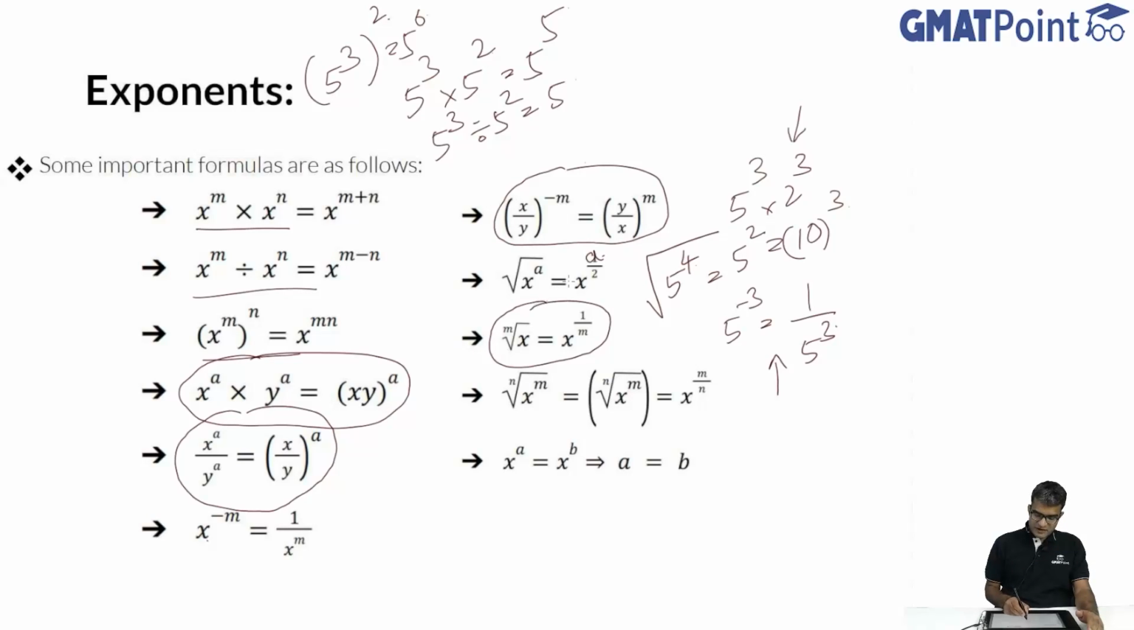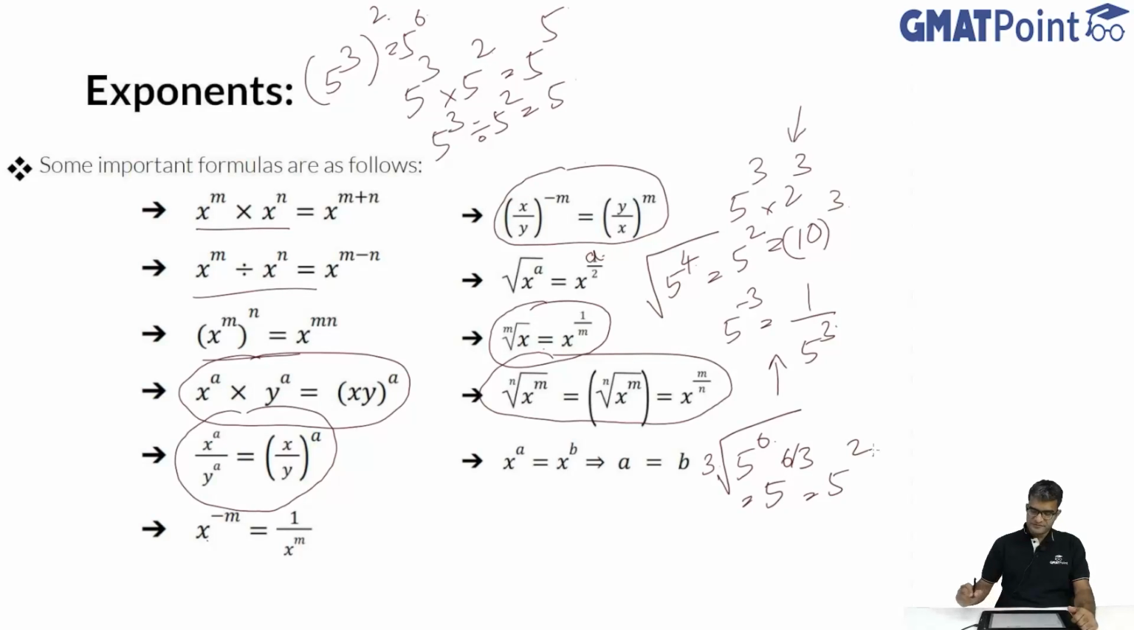The mth root of x can be represented as x to the power 1 by m. Similarly, the nth root of x to the power m is equal to x to the power m by n. That is, if you are asked to calculate the cube root of 5 to the power 6, this is equal to 5 to the power 6 by 3, which is equal to 5 square.